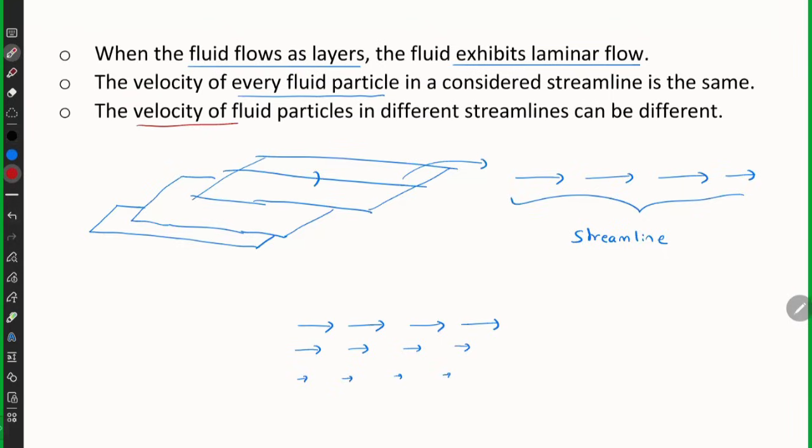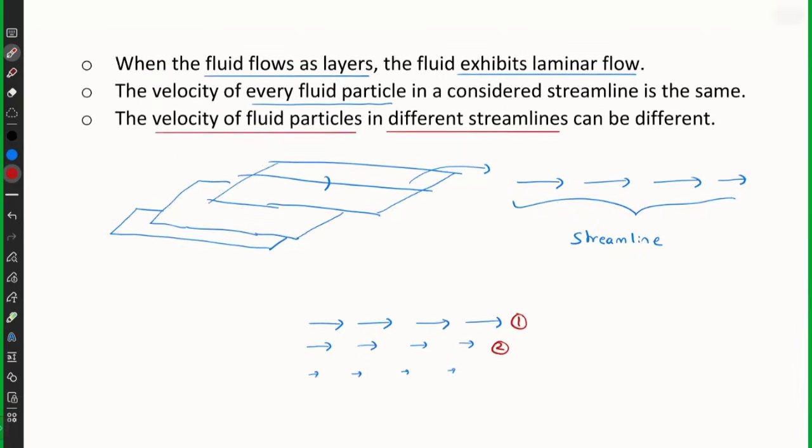Velocity of fluid particles in different streamlines can be different. See, this is streamline 2, this is streamline 1. The velocity of fluid particles within streamline 1 is the same, but when you consider particles of different streamlines 1 and 2, what can you say? The velocities are different, right? Okay, I hope you all understood that section as well.